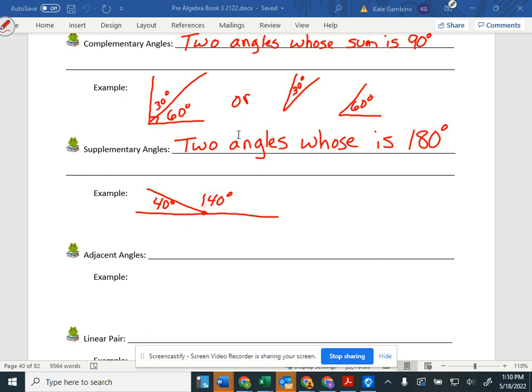Or maybe we have, make it easy for my drawing. That's not a good one. Two 90-degree angles, not next to each other, but you add 90 and 90 together, it would be 180 degrees. It could be a 50-degree angle and a 130-degree angle. As long as the two angles added together equal 180 degrees.